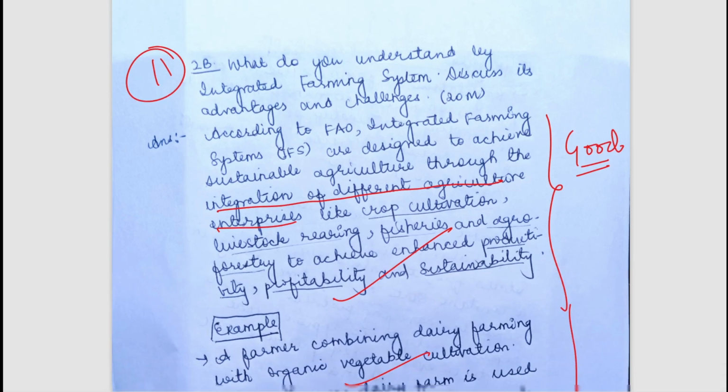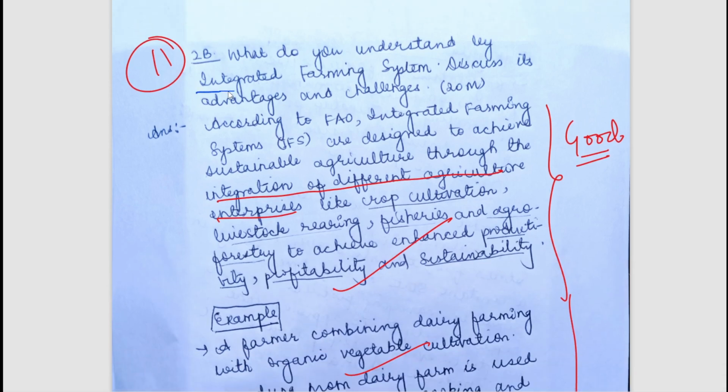So now let's move to the next question: what do you understand by integrated farming system? So what is an integrated farming system? When we integrate different agricultural enterprises such as food grain crops, fisheries, horticulture, animal husbandry, for high income and sustainability, then it is known as an integrated farming system. For the detailed definition, you can pause the video and read it.